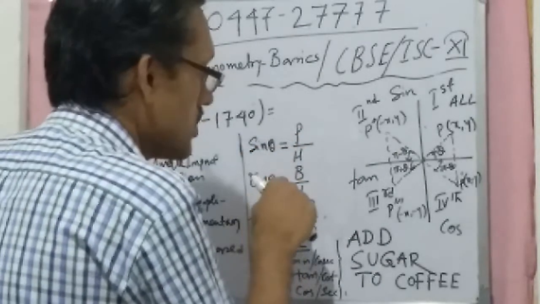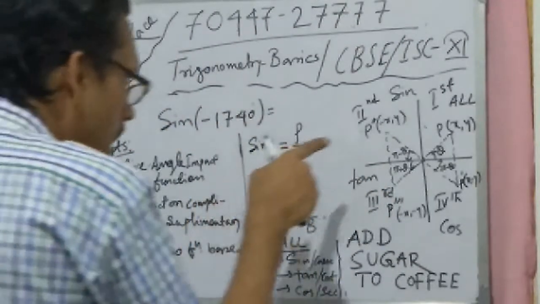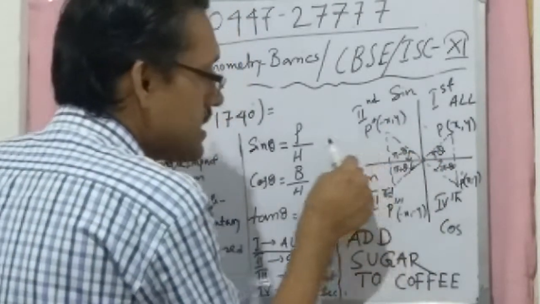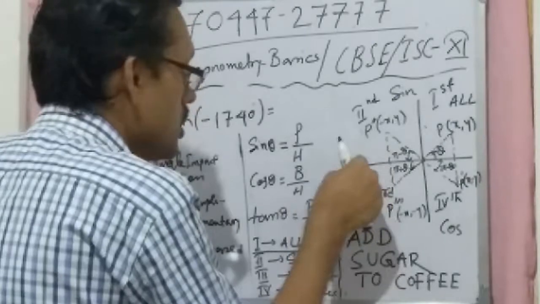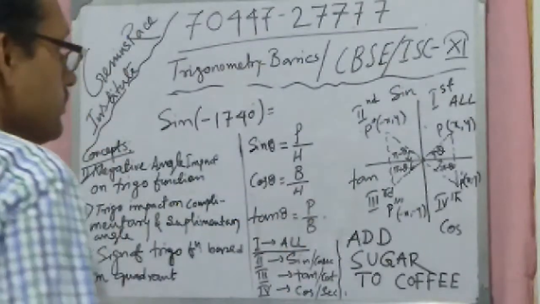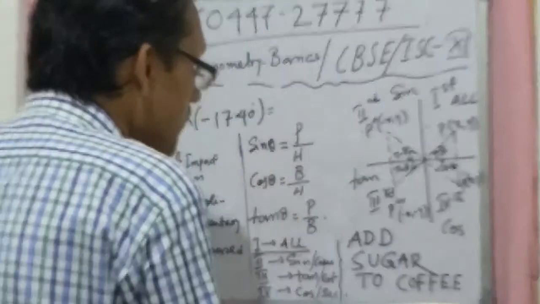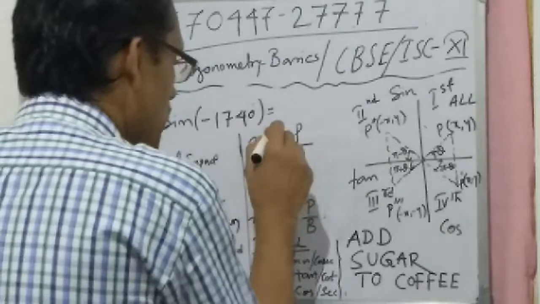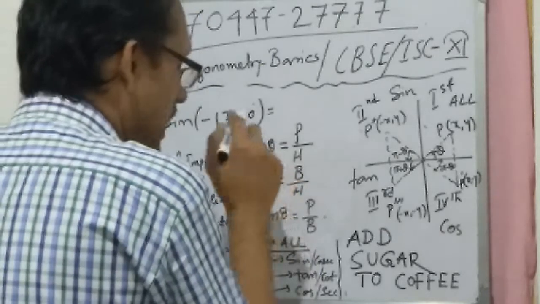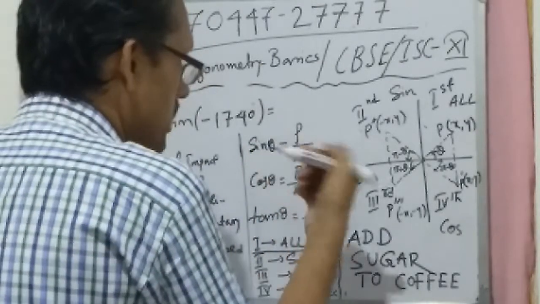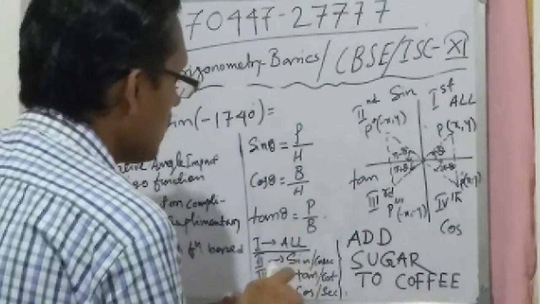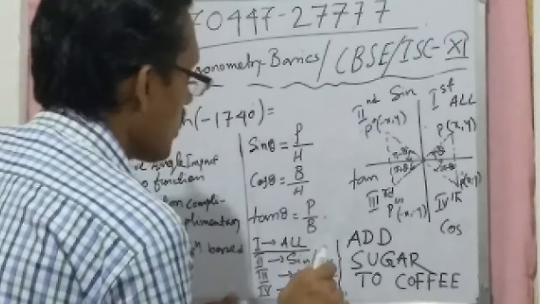But in case of cos, that is base by hypotenuse. Base is on the negative x-axis, so base is negative and hypotenuse is positive. So cos is given a negative value. Now sine is positive, cos is negative, therefore tan is also negative. Since sine is positive, the reciprocal function cosec is also positive. So that's why in the second quadrant I've written that sine or cosec is positive.